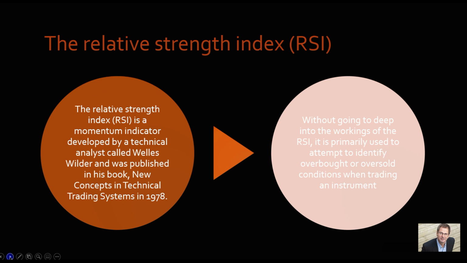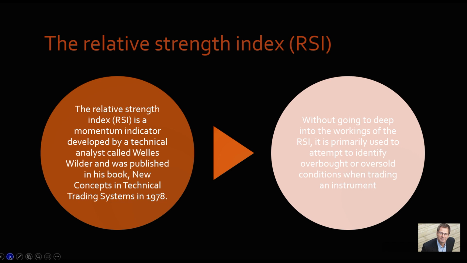Now, the Relative Strength Index is a momentum indicator. It was developed by Wells Wilder and was published in his book in 1978. Now remember, in 1978, there was no online trading. There was really no retail trading and investing at all. And we didn't have computers. Well, we might have had computers, those great big computers that took up a whole room full of air conditioning. But we didn't have Windows. We didn't have PCs. We didn't have the internet.